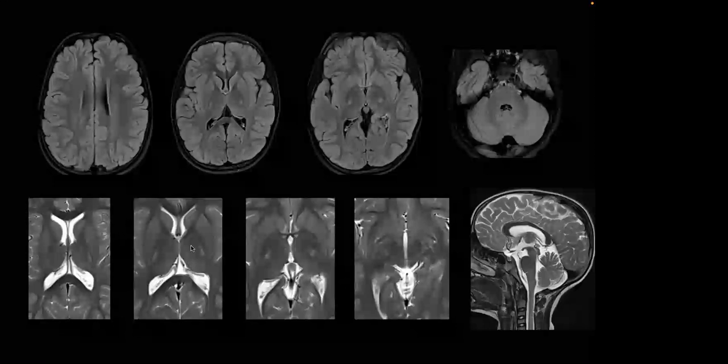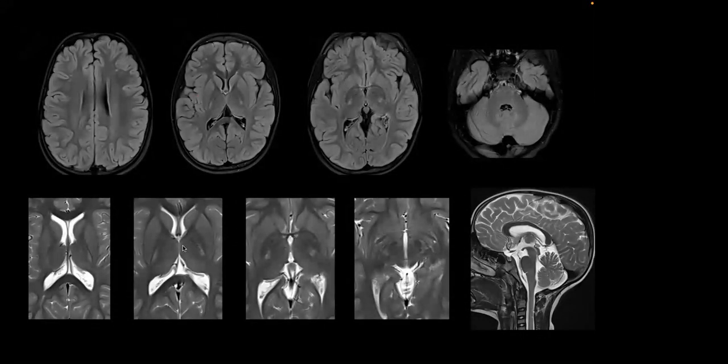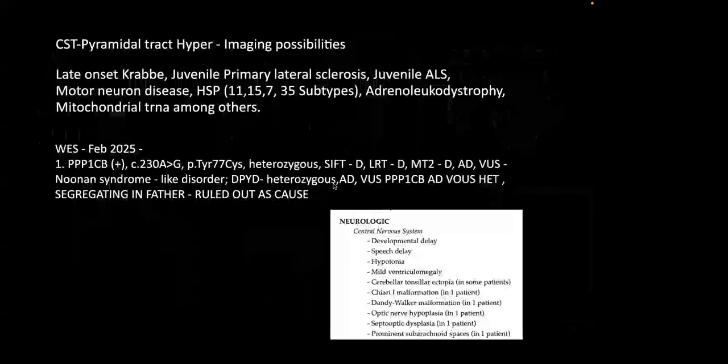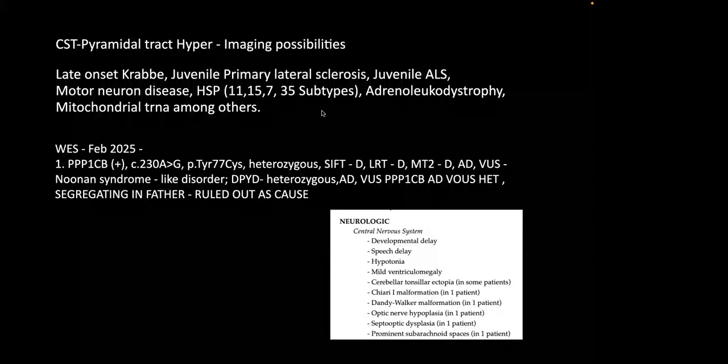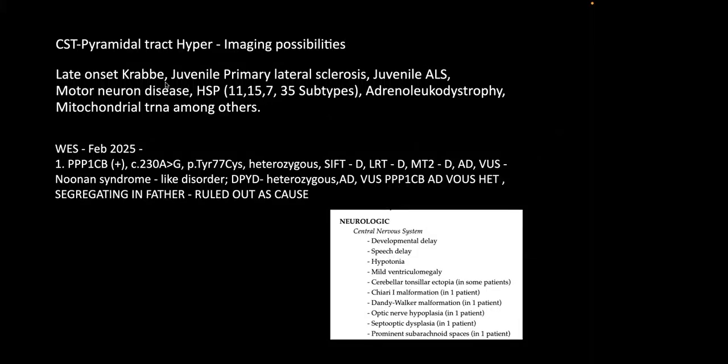T2 sequences also demonstrate the main findings, which you appreciate again in the capsule on both sides. Other than that, there were no cortical malformations per se and no other focal lesions of significance. These areas do not restrict and do not show any abnormalities on the SWI sequences in terms of blooming. On imaging, the main changes were in the corticospinal tracts, and the differentials given were Krabbe's disease, motor neuron disease, lateral sclerosis, mitochondrial disorders, and HSP spectrum.